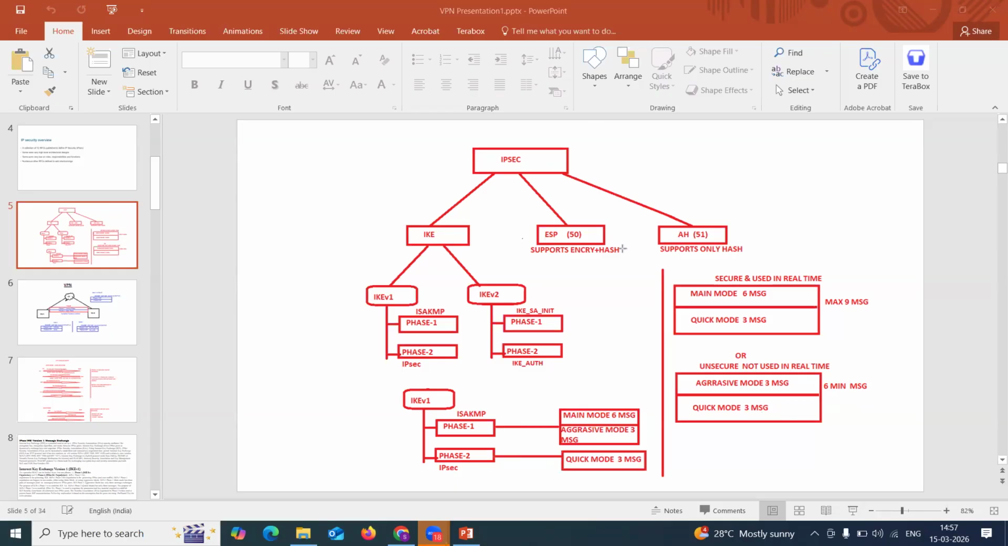Now, understand which is the secure way of communicating: main mode and quick mode, or aggressive mode and quick mode. Which is the secure one? I think it will be main mode and quick mode because of the number of key exchanges, the nine key exchanges.